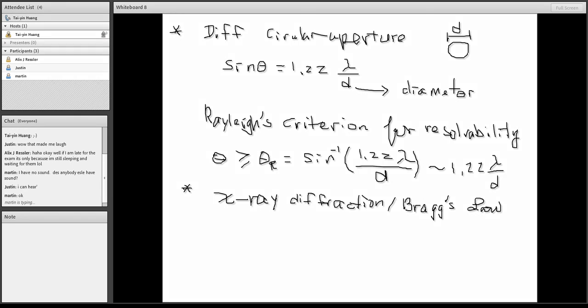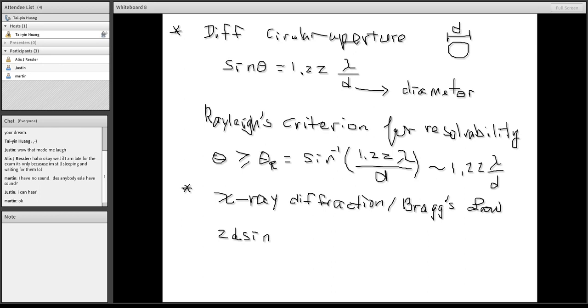What he found is that if light goes through this, you have 2d sine theta equal to n lambda. That will produce bright fringes; it predicts where the bright fringes will occur. Here d is the planar spacing, and theta we're going to draw. The n here is the order number, so n is 1, 2, 3, etc., the integer, and lambda, of course, is the wavelength. This is for bright fringes.